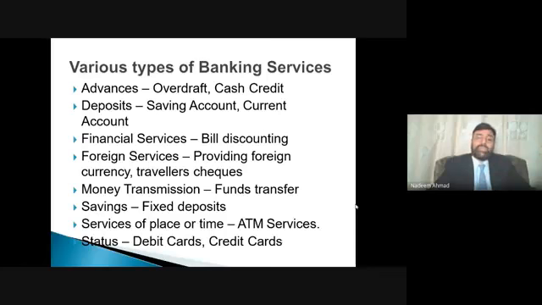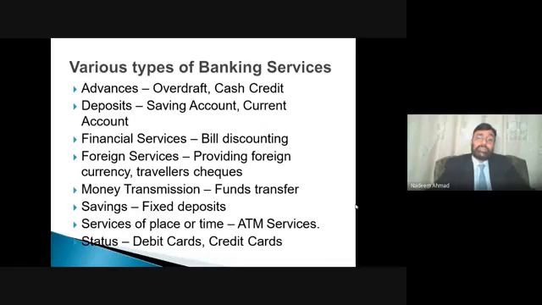Then financial services are there, which are in the form of discounting of bills of exchange. I'm also talking about foreign services, providing foreign currency, travelers checks, etc. These are the facilities which are given by the bank to the customers or the clients.